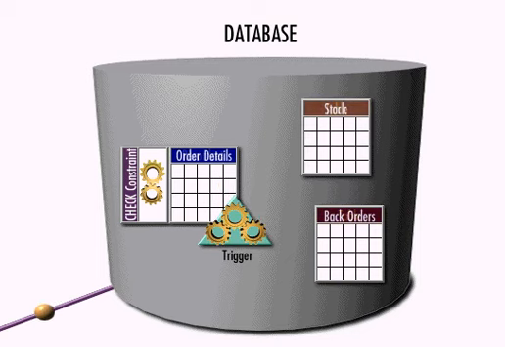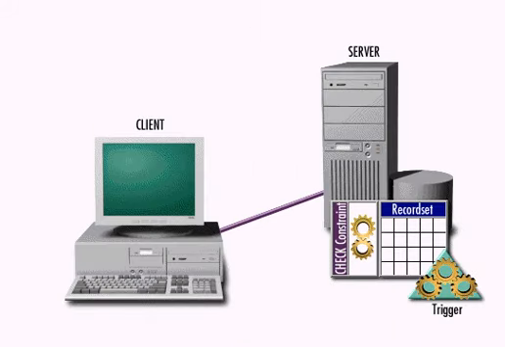For example, when a user orders a book, a row is inserted into the Order Details table. An insert trigger on that table can determine whether or not the book is in stock and can create an entry in the Back Orders table if it is out of stock. So, in this animation, you saw how check constraints and triggers work together to enforce data integrity.